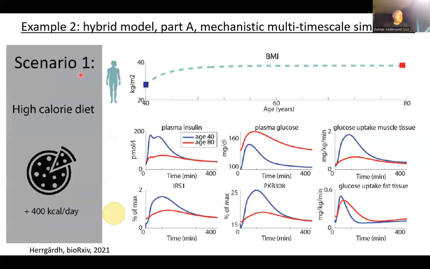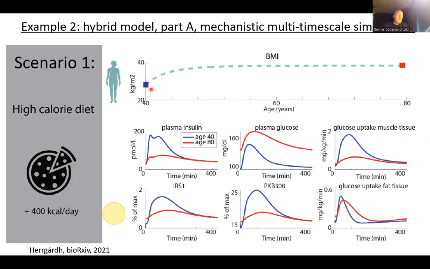So let's have a look at this. Here we have the multi-level, multi-timescale mechanistic model, so the M4 model. Here on the longest timescale and the whole body level, we simulate for a high caloric diet a person who is 40 years and increases his caloric intake by 400 kilocalories per day. Then he will gain weight, measured in BMI, body mass index, from around 25 to almost 40. So here is really obese. And this is the longest timescale.